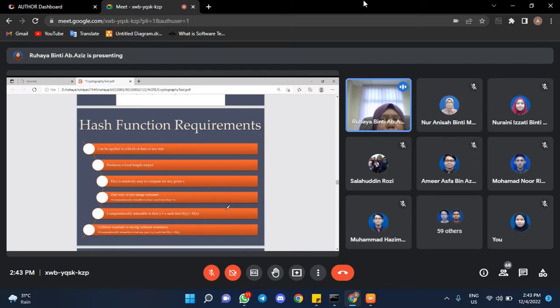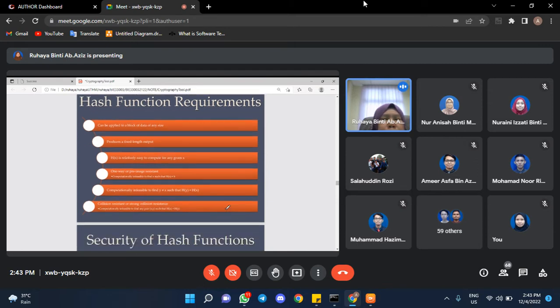It is relatively easy to compute for any given x, one way or pre-image resistance, second pre-image resistance, collision resistant or strong collision resistant hash functions.